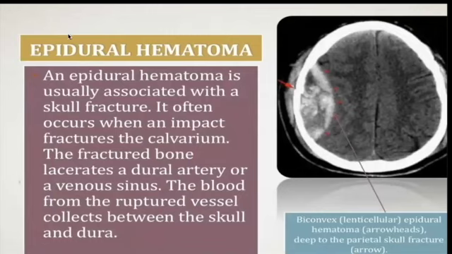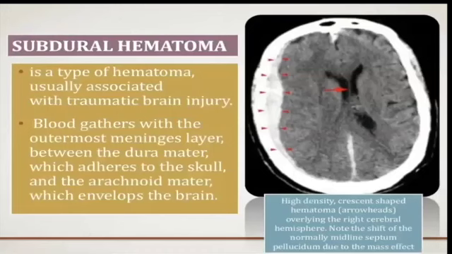So again, it says epidural hematoma, usually associated with a skull fracture, occurs with impact fractures of the calvarium, which is the skull cap. The fractured bones lacerate a dural artery or a venous sinus. The most important thing to know here is the middle meningeal artery. Now, the blood from the ruptured vessel collects between the skull and the dura, and as I said, this is just a potential space. Okay.